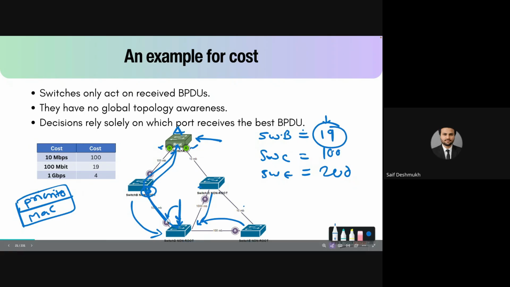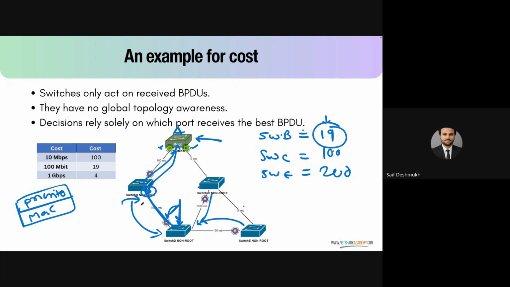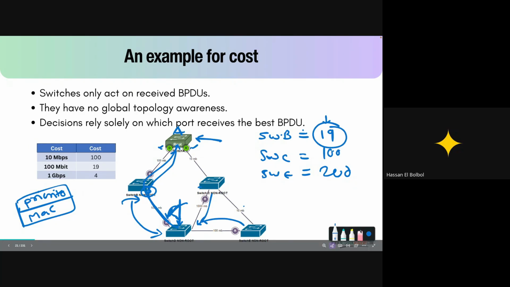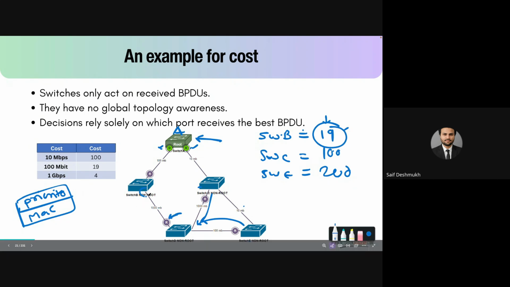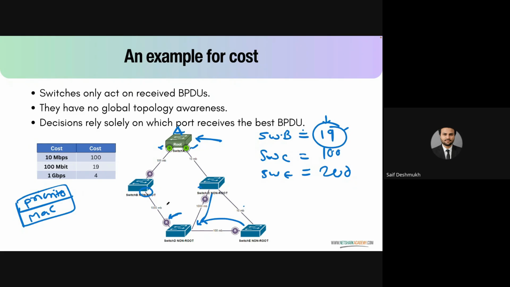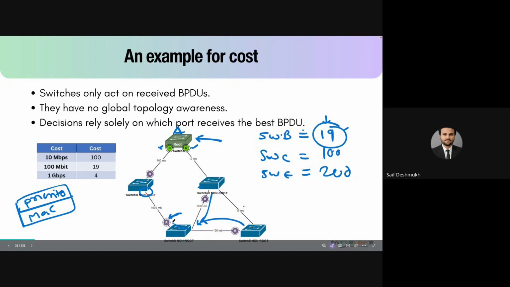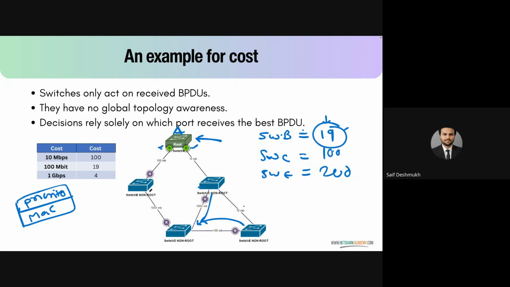If this is the root port, can this guy block the interface? How will we go up if this becomes the root port? My question is, because this is my root port, can this guy block this interface? If this becomes blocked, then I can't send traffic towards the root bridge, right? I can't. But switch B doesn't know that switch D has chosen this port as the root port.